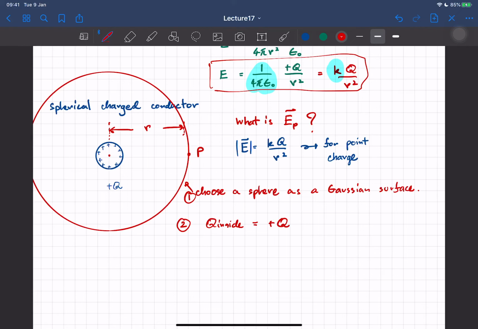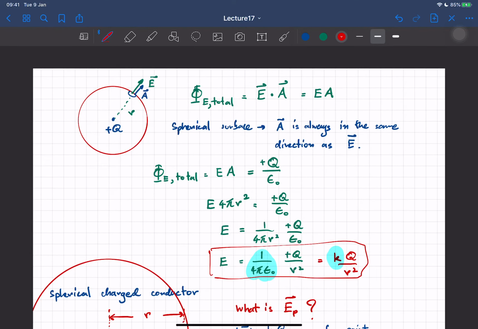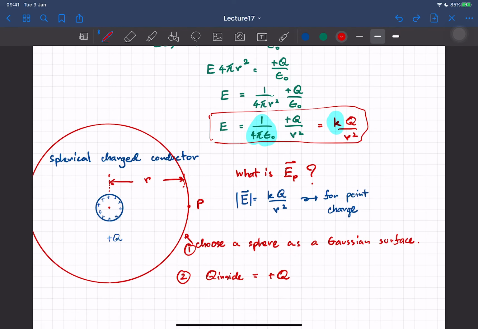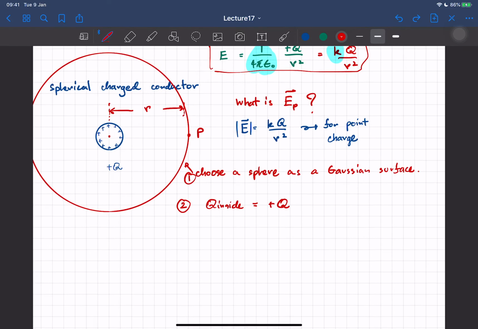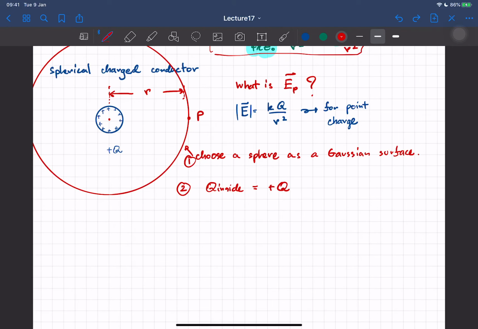The only difference is how the charge is distributed. The previous one is a point charge. In this one, it is distributed along this blue sphere, but the total charge is still the same. So Q inside is still plus Q. But then the last step is to calculate the electric flux, so Φ total equals Q inside divided by this constant epsilon 0.